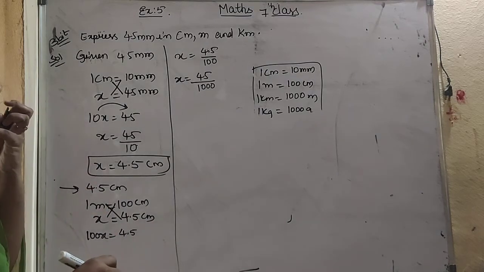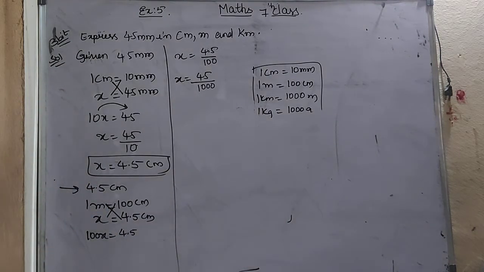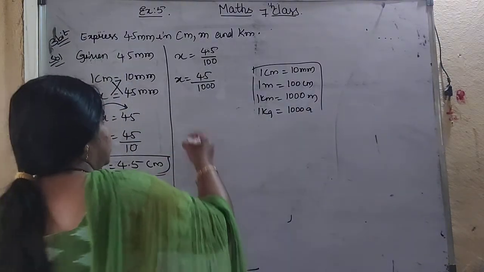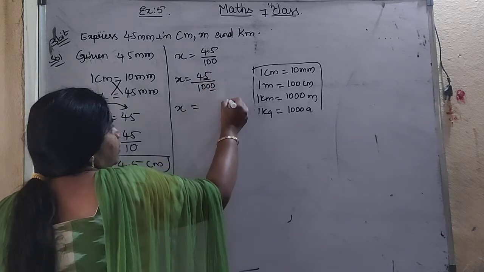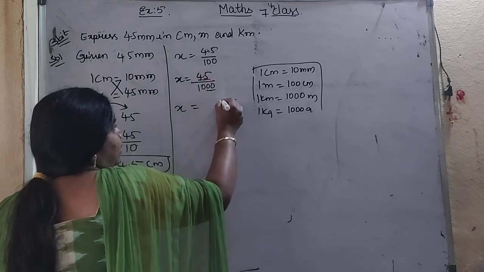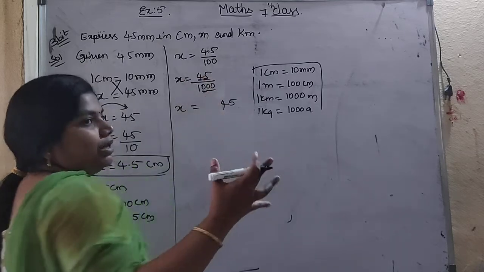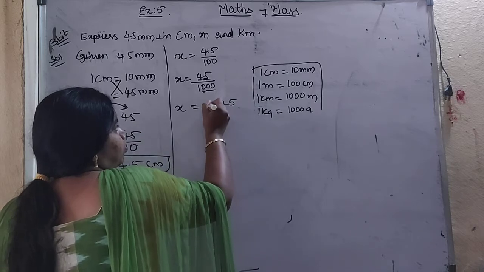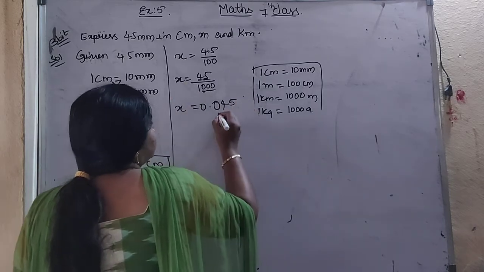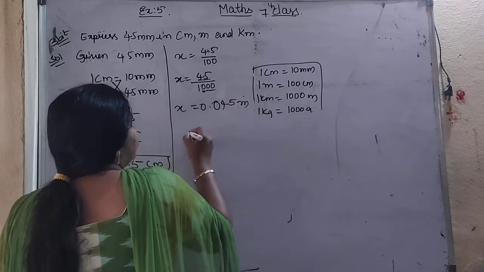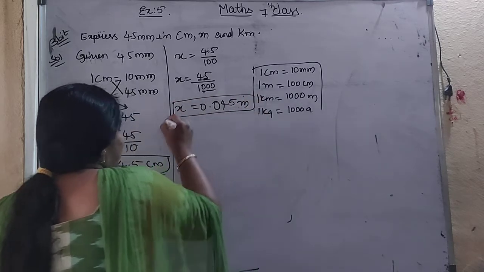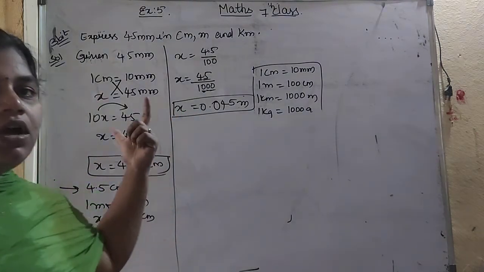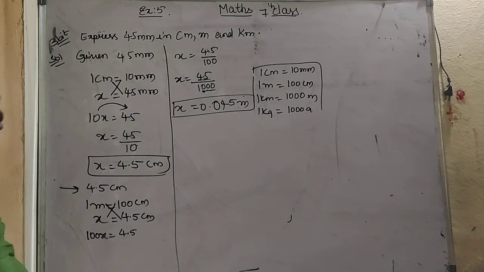Now in the denominator, how many zeros are there? Total 3 zeros. So we have to place a point before 3 numbers in the numerator. First 0, first number, second 0, second number, third 0, we don't have any number, so we will place it as 0. 3 zeros, 3 numbers completed, point 0. So this is how much it has been converted into meters. We got 4.5 centimeters as 0.045 meters. So this is our conversion for meters.